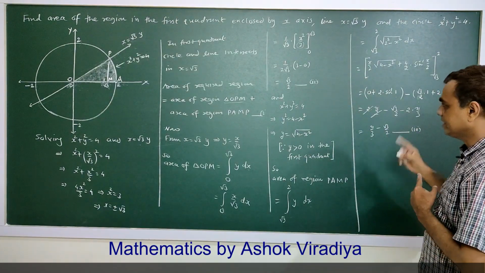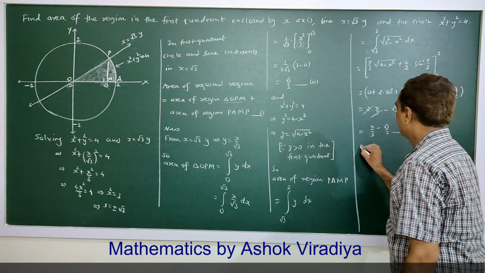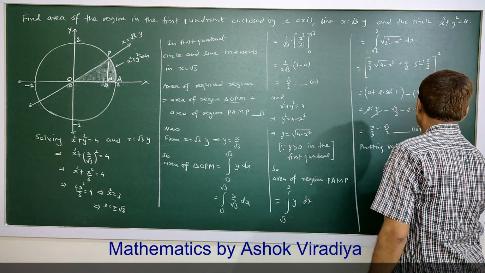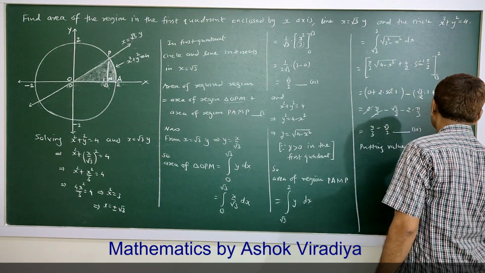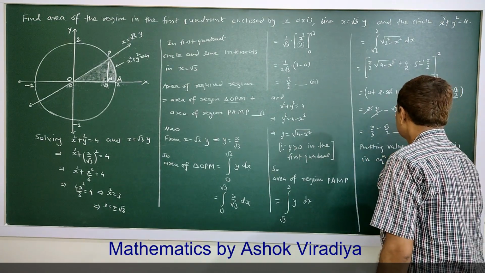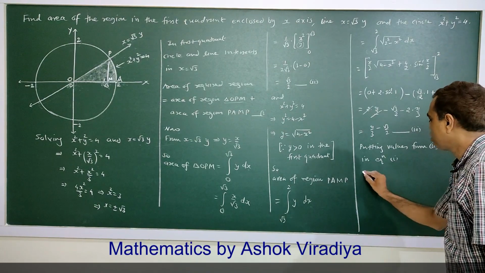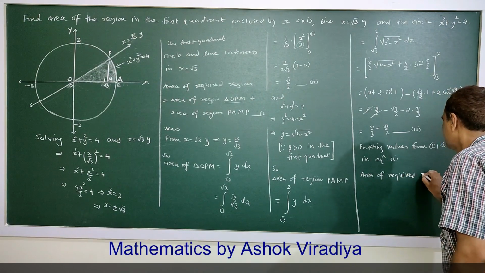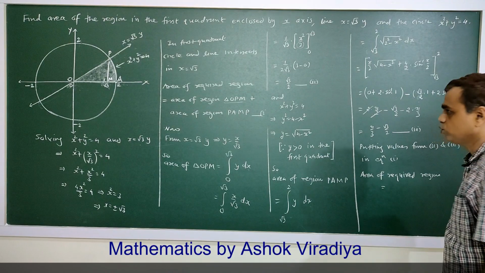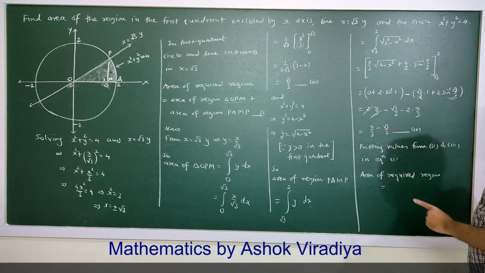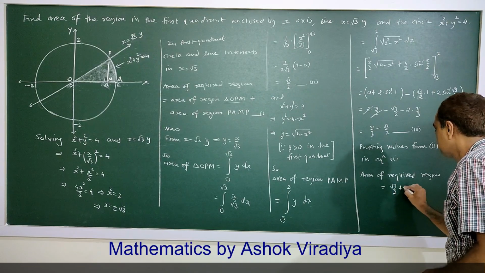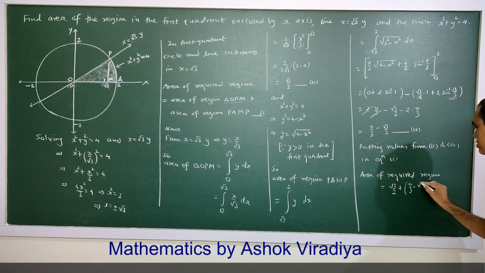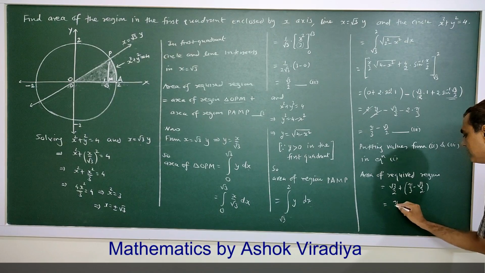So putting values from 2 and 3 in equation 1, the area of the required region is equal to the first area, root 3 by 2, plus the second area, pi by 3 minus root 3 by 2. So the total area is pi by 3.